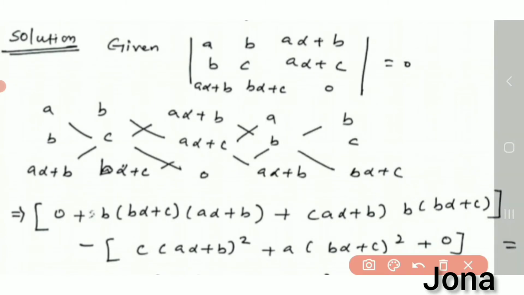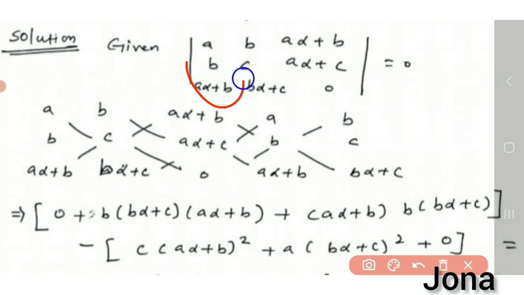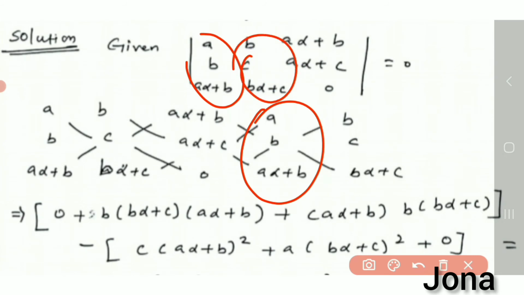So if it is 0 here, we can write this in the form we studied already in 10th standard. First we write this as it is: A, B, A alpha plus B, and then B, C, B alpha plus C, and then A alpha plus B, B alpha plus C, 0. Again we write the first column, A, B, A alpha plus B, and the second column, B, C, B alpha plus C.